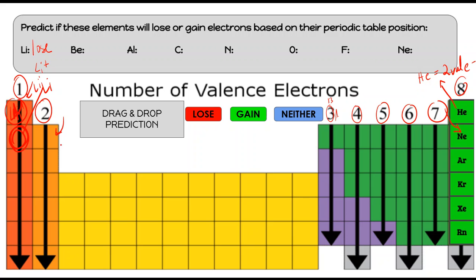Beryllium is the first one here in group 2. That one's going to lose as well, and it loses 2 electrons, because it has 2 valence electrons, so the formal charge on it would be 2+.